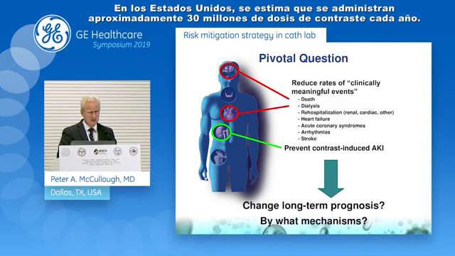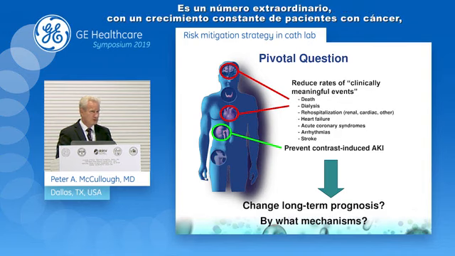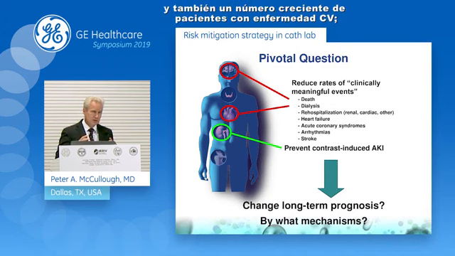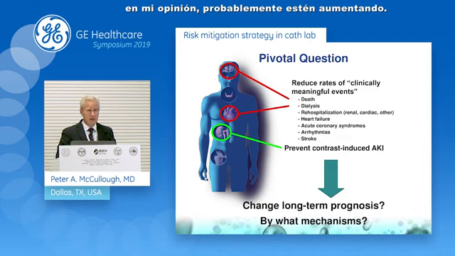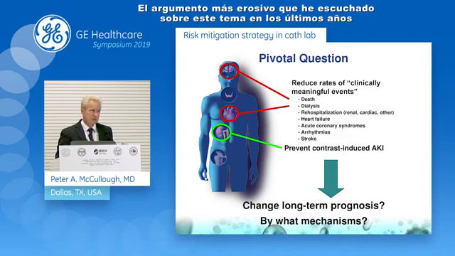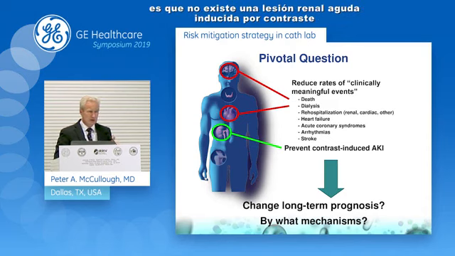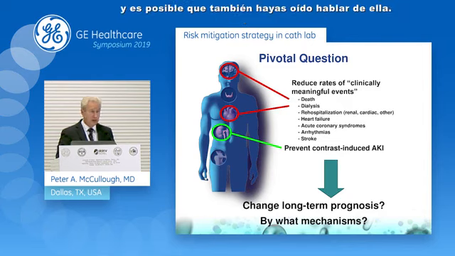In the United States, the estimate are there's about 30 million contrast administrations given per year. It's an extraordinary number, with the pool of cancer patients kind of steadily expanding, the pool of cardiovascular patients expanding. Even though rates of coronary angiography and PCI are going down, globally rates of contrast administration, in my view, are probably going up. The single most erosive argument I've heard on this topic in the last few years is that contrast-induced acute kidney injury doesn't exist. And you may have heard about this, someone shaking their head in the front row.